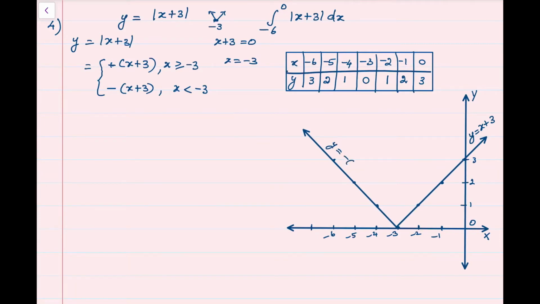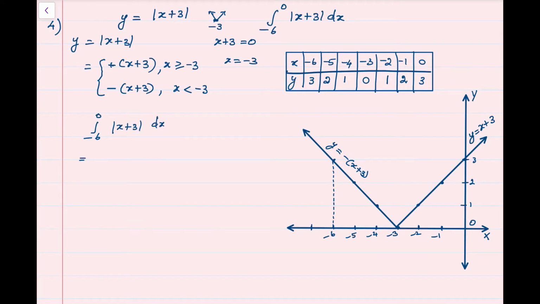y equal to minus of x plus 3. We should not extend these lines below the x-axis because y is the absolute value of x plus 3; it takes only positive values. This is the graph of y is equal to absolute value of x plus 3. We'll draw the limit line at minus 6. We have to evaluate the integral minus 6 to 0 of absolute value of x plus 3 dx.